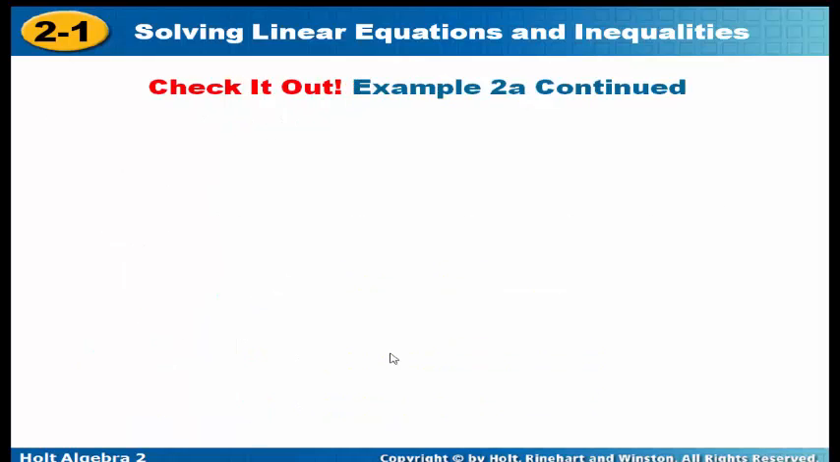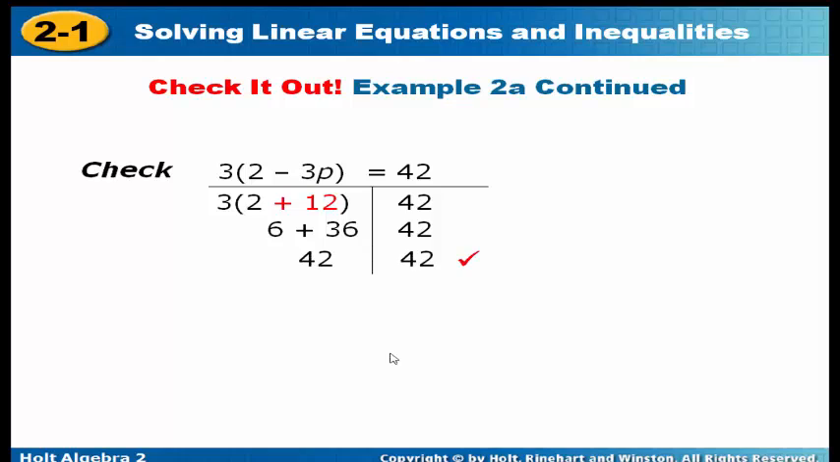Check it out. 3 times (2 minus 3p) equals 42. If we replace p by negative 4, so 3 times (2 minus 3 times negative 4) equals 3 times (2 plus 12). Now 3 times 2 is 6 and 3 times 12 is 36, which equals 42.